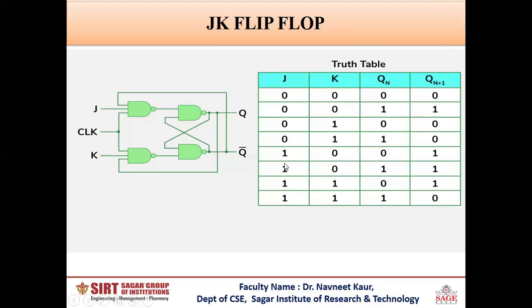Now in the fifth and sixth condition, when J is 1 and K is equal to 0, whatever is the value of Qn, Qn plus 1 will always be 1. This is known as set condition.